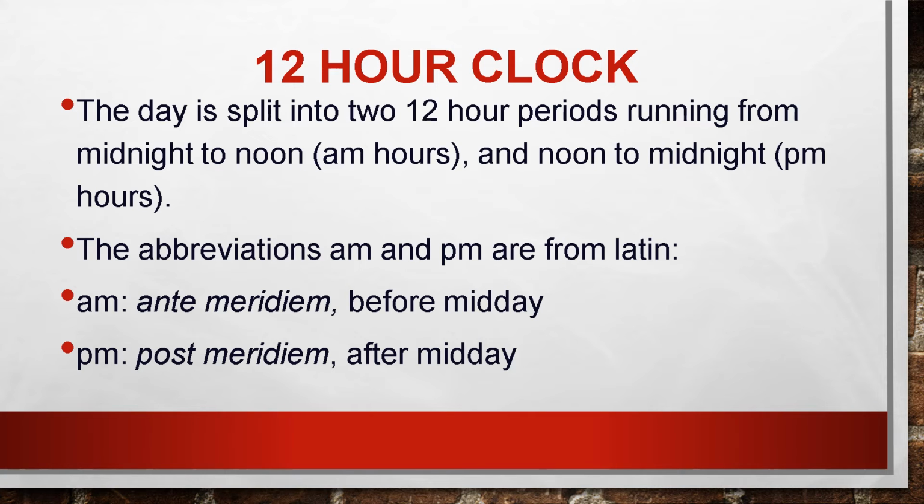What is the 12-hour clock? We know that one day is equal to 24 hours, right? The day is split into two 12-hour periods running from midnight to noon. That is called the AM hours. And noon to midnight is known as the PM hours. The abbreviations AM and PM are from the Latin words: AM is ante meridiem, that is before midday, and PM is post meridiem, after midday.